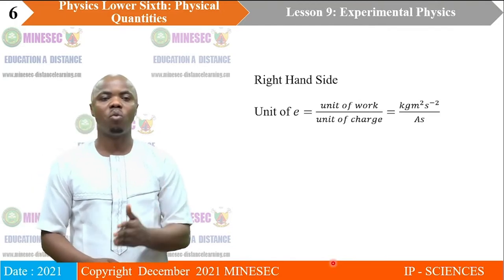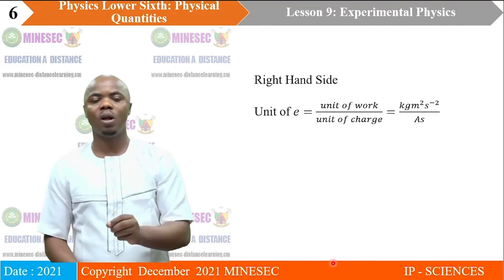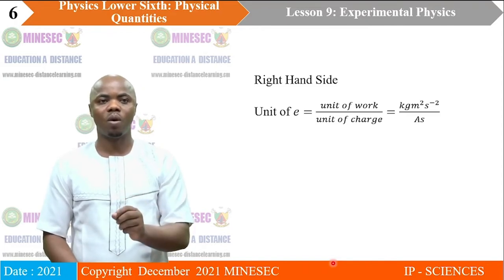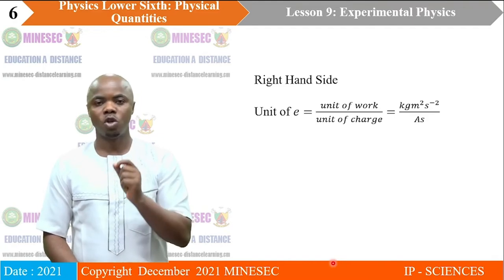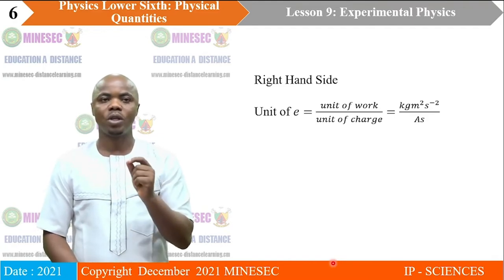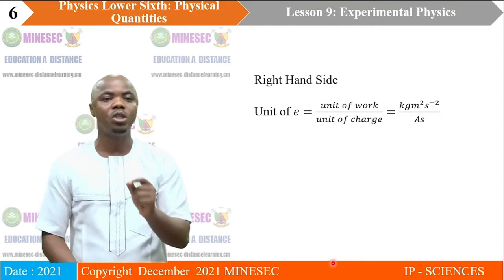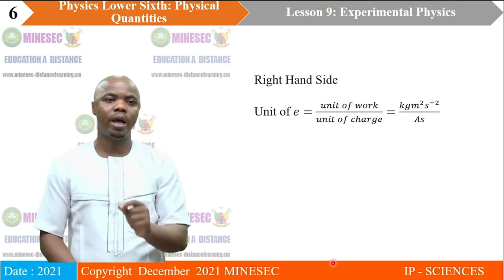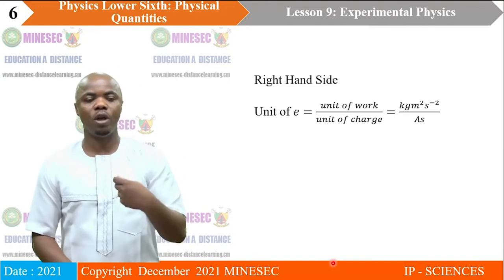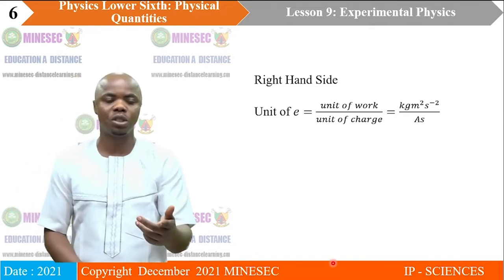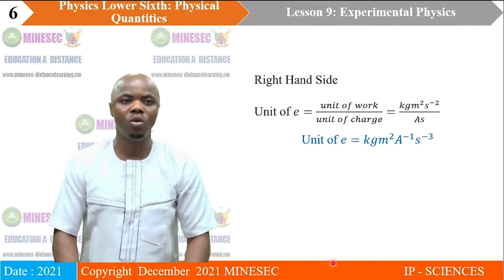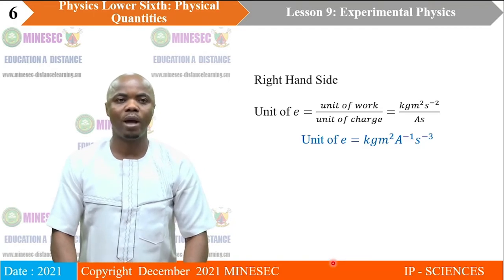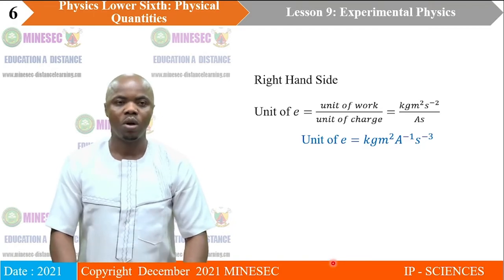Therefore, the unit of work is equal to kilogram meters per second square times meter, kilogram meter square per second square. Remember, I've not said that work is equal to that. I say unit of work. So always learn how to write unit of a quantity instead of equating that quantity to a unit. Now that gives me the unit of E to be kilogram meter to the minus 2, ampere to the minus 1, and second to the minus 3.